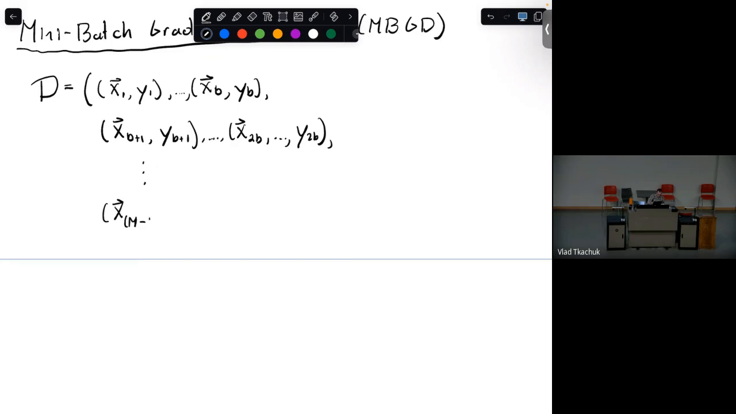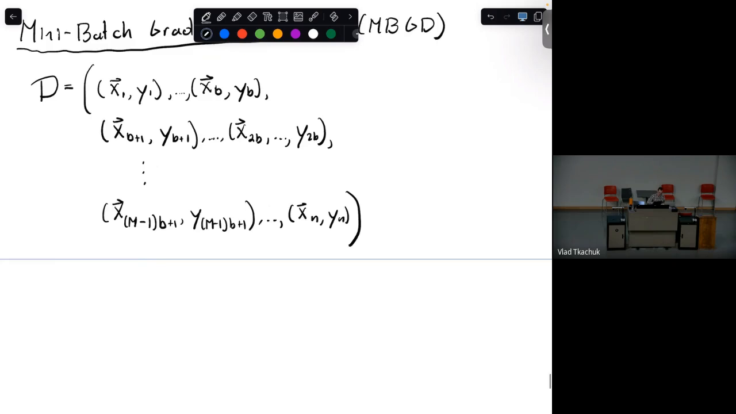So m is going to be the number of batches you have. b is the batch size. I write this in a second as well. But then you're going to go up to x of (m minus 1) times b plus 1, and y of (m minus 1) times b plus 1. All the way up to, and then finally we get to xn, yn. Okay, we closed it. So this is the whole thing. I've just written it up in chunks of size b.